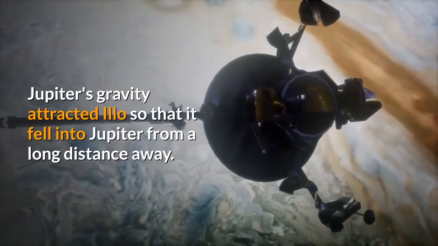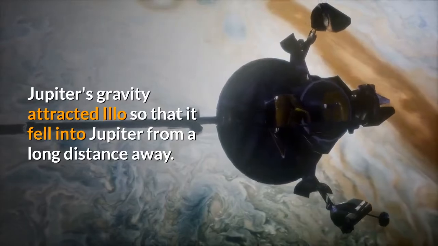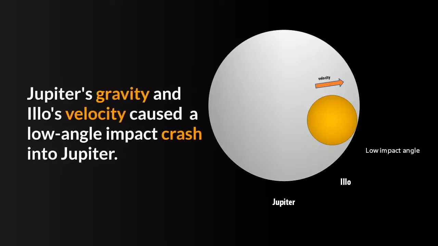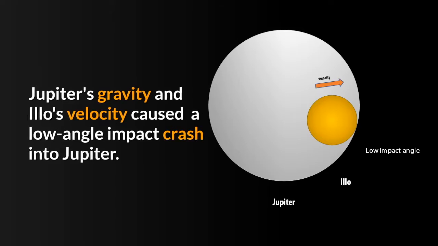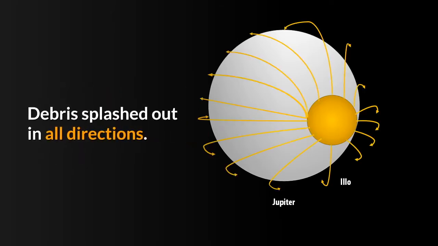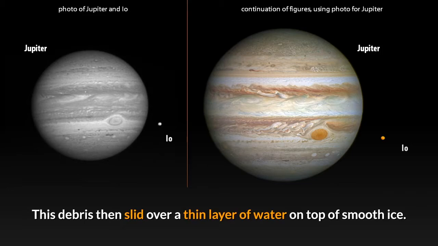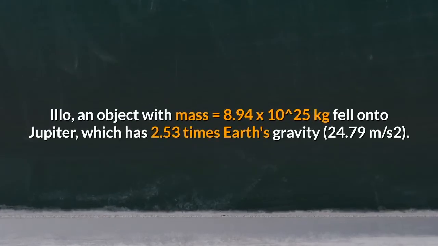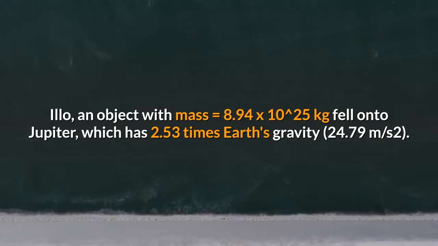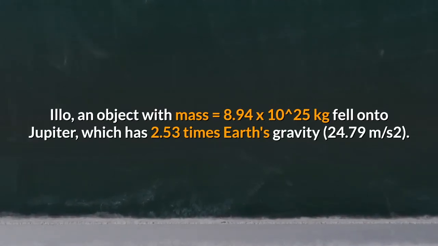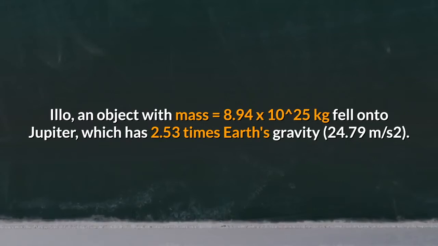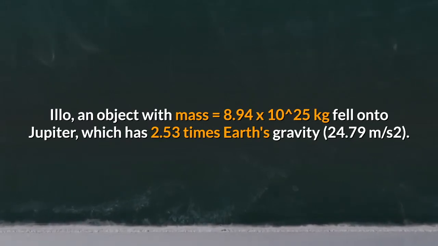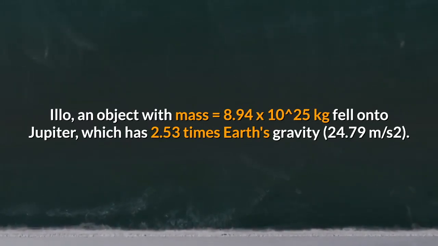Jupiter's gravity attracted Io so that it fell into Jupiter from a long distance away. Jupiter's gravity and Io's velocity caused a low-angle impact crash into Jupiter. Debris splashed out in all directions. This debris then slid over a thin layer of water on top of smooth ice. Io, an object with mass equals 8.94 times 10 to the 25 kilograms, fell onto Jupiter, which has 2.53 times Earth's gravity, 24.79 meters per square second.